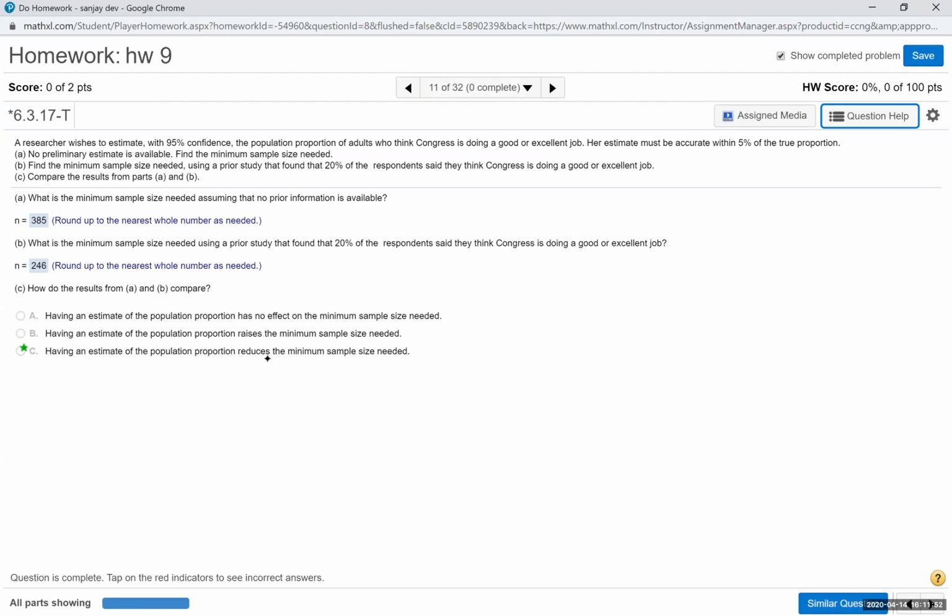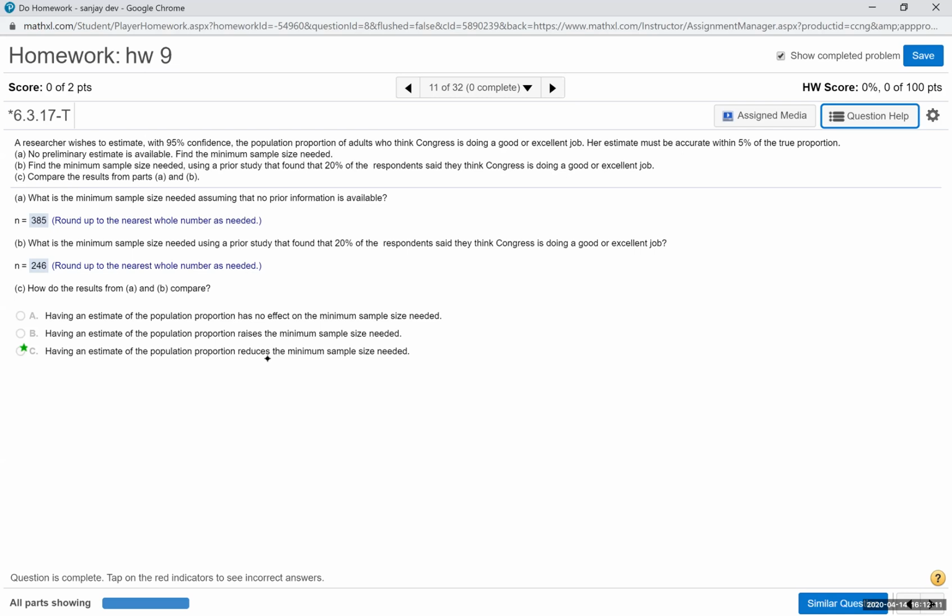So in our next example, what we're going to do for part A: P hat is 0.5, Q hat is 0.5. My critical value, this one is 95%, so 1.96, divided by, you want within 5%, so 0.05. And then you square it, and you're going to get n equal to 385.